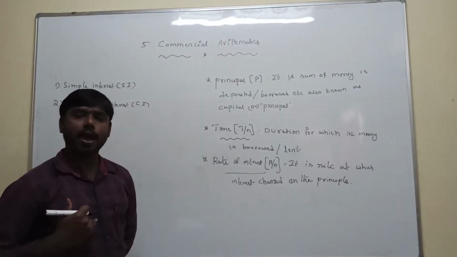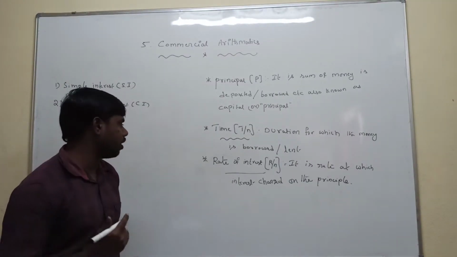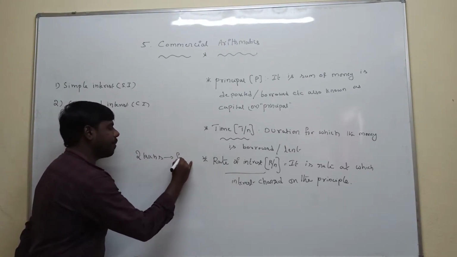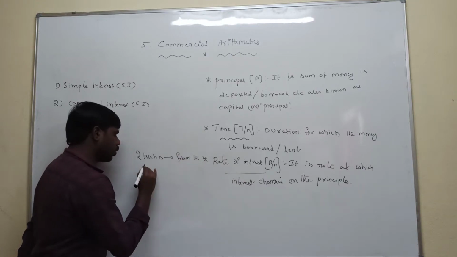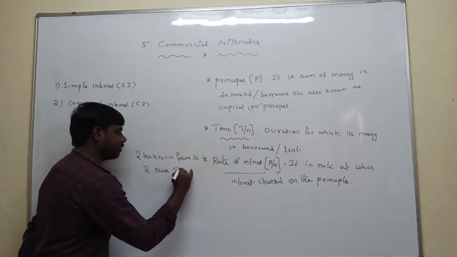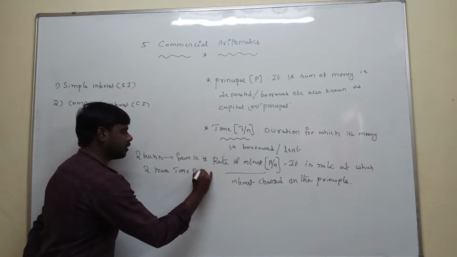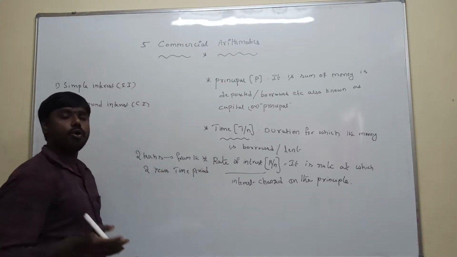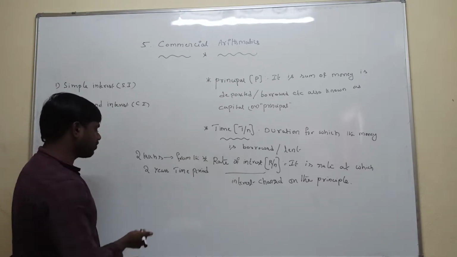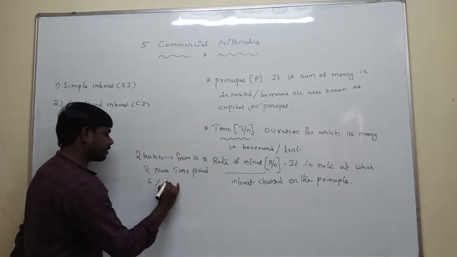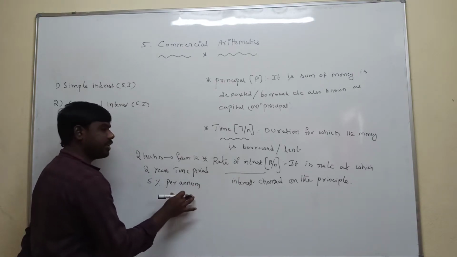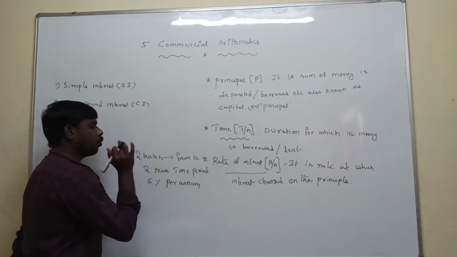Suppose I am taking a loan of 2 lakhs from the bank. They give a 2 year time period. They are giving 2% per annum, or suppose 5% per annum. That means per 1 year they charge 5% of the 2 lakh amount.